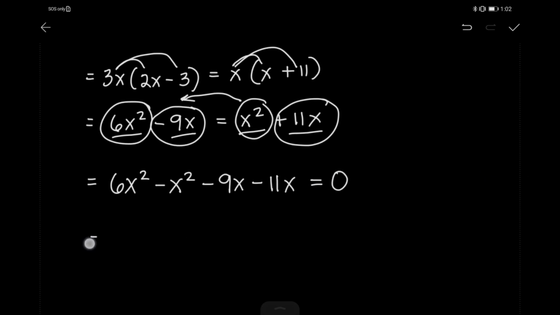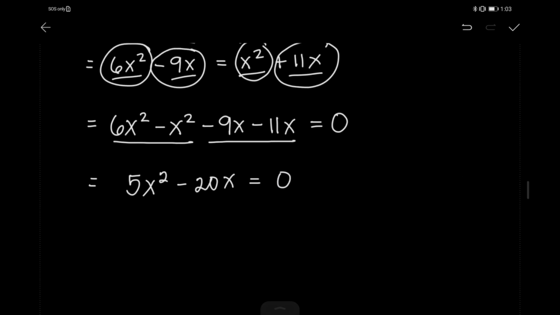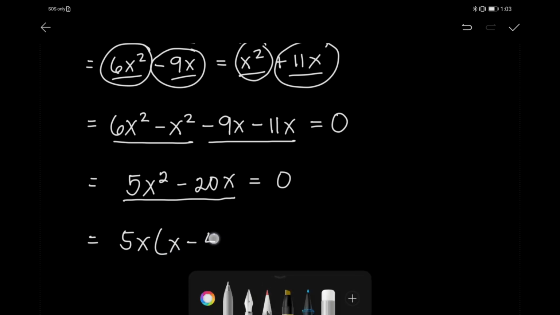Then simplify. 6x squared minus x squared becomes 5x squared. Then negative 9x and negative 11x becomes negative 20x, which is equal to 0. As you observe, we have a common factor, which is 5x, so we can factor this as 5x times the quantity x minus 4, which is equal to 0.